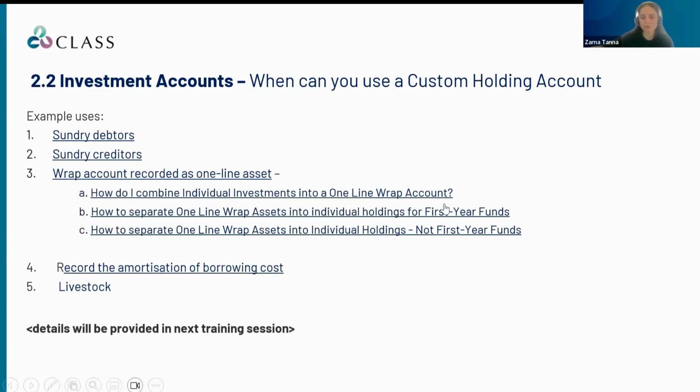And in your situation, if any of these fit into various situations for the one-line wrap account, step-by-step instructions will be provided in the class help guide here. If you want to record any amortization of borrowing costs, or if the fund has invested in livestock, say for example, a horse, and you do not want to set this up as an investment account, you could utilize the custom holding account to record the investment. More details will be provided for processing purposes in the next training session.